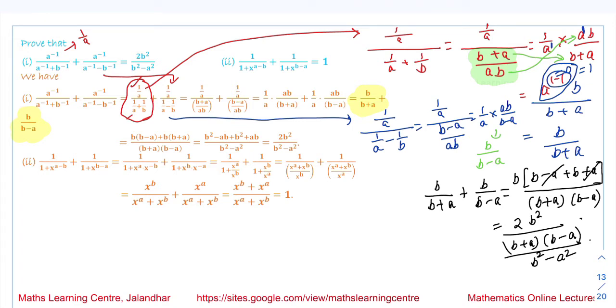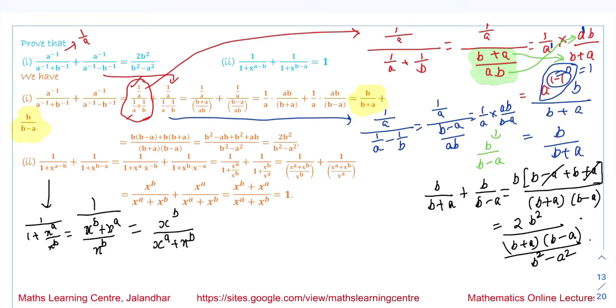Similarly, in the next part, we are having terms like this. So it is 1 over 1 plus x raised to the power a over x raised to the power b. When you take the LCM in the denominator, this is equal to x raised to the power b plus x raised to the power a over x raised to the power b. This is 1 over this, and this is equal to x raised to the power b over x raised to the power a plus x raised to the power b.